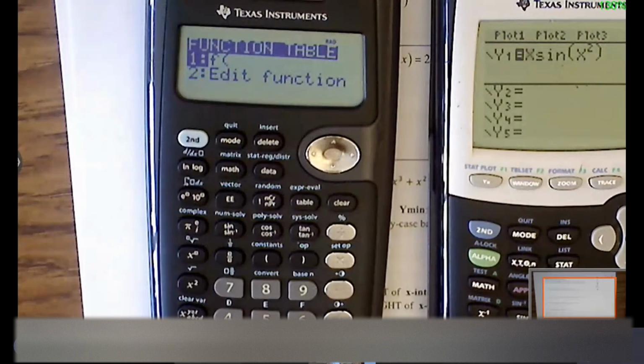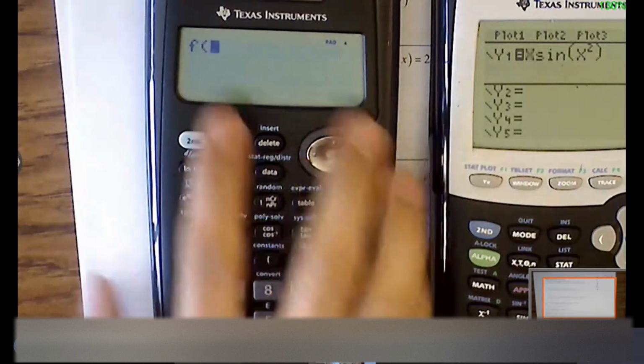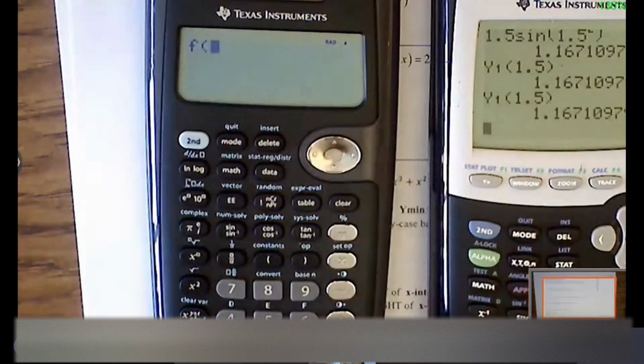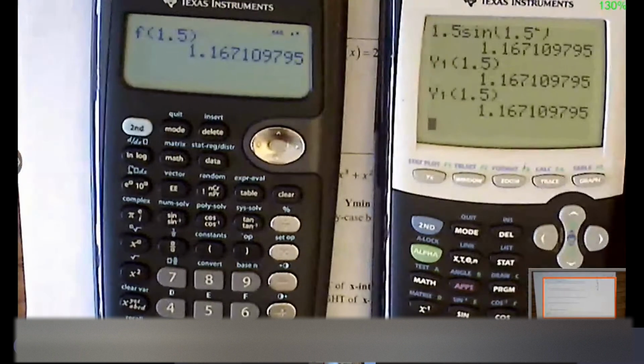Now we're going to choose 1 because we're going to call it. So now, just like over here, instead of y of 1.5, I'll do f of 1.5. So what's going to happen is it's going to go to that stored function. It's going to replace all the x's with 1.5, and it's going to give back the value. Okay, so save a couple of keystrokes, especially if we have to keep calling the same functions over and over again. Okay, any questions? You guys okay? Okay. All right, let's go to part B.